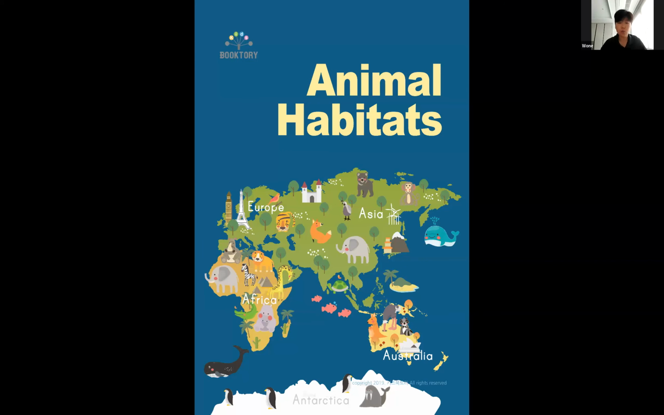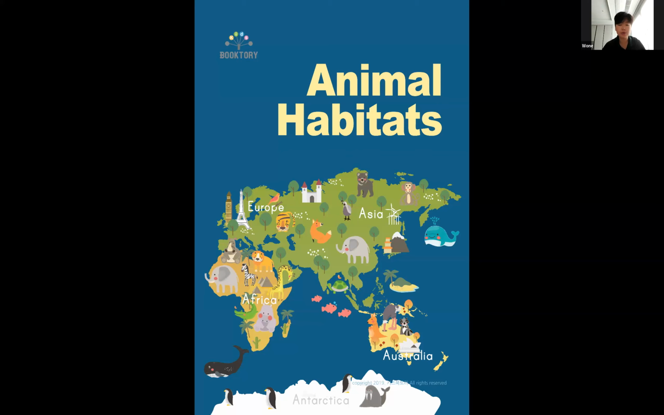All right. So what is the title? The title is Animal Habitats. What do you see on the cover? We see here three different types of continents, right? Oh, four. There's Europe, Asia, Africa, Australia. And on it, there are many different types of locations and many different types of animals.